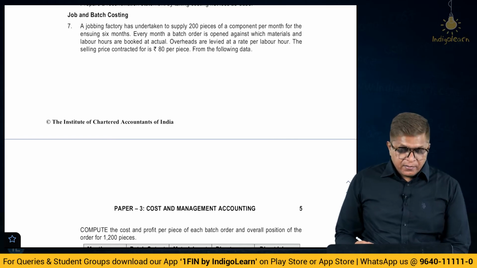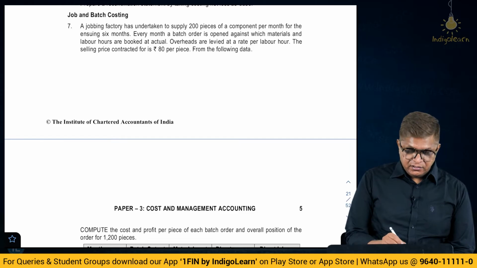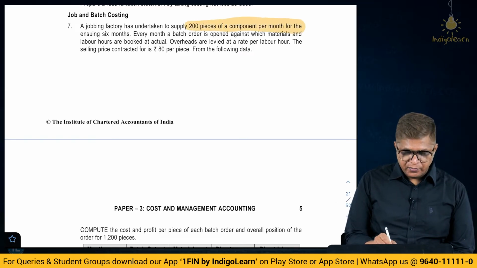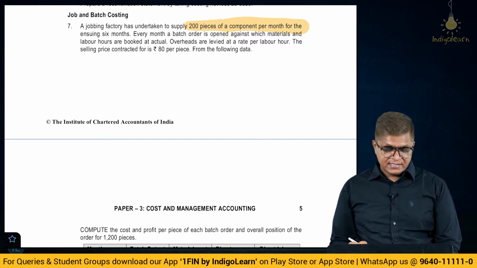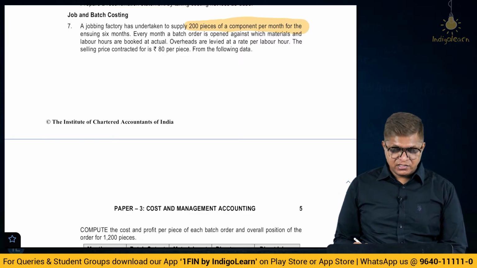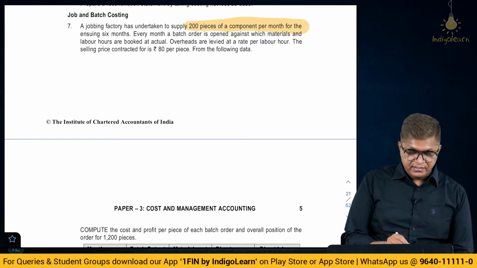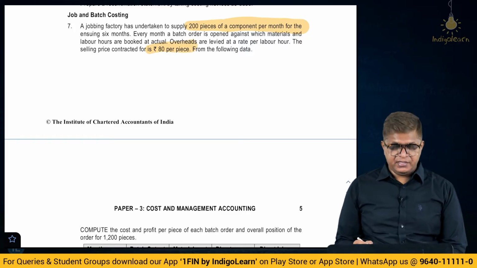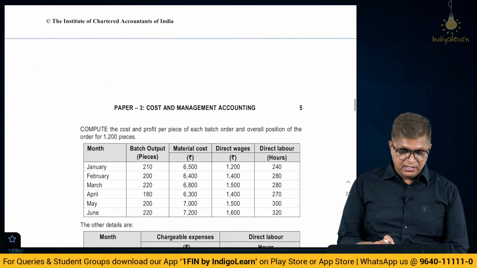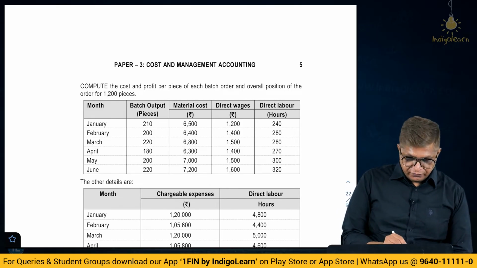Now this question is from job and batch costing. A jobbing factory has undertaken to supply 200 pieces of a component per month for ensuing 6 months. Every month, a batch order is opened against which material and labors are booked at actual. Overhead are levied at a rate per labor hour. The selling price contracted is rupees 80 per piece. From the following data, compute the cost and profit per piece of each batch.